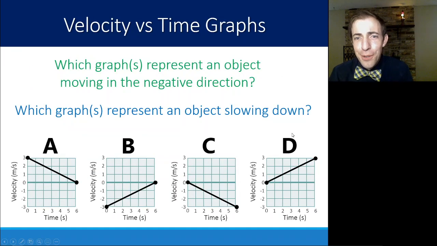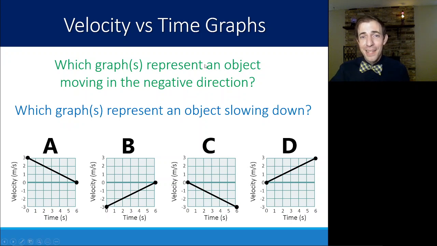So if I show you the 4 different graphs that we just saw with changing velocity, you should be able to answer these questions. First, which graphs represent an object that's moving in the negative direction? A, B, C, or D, or some combination of them. If there's more than one correct answer, please mark both.